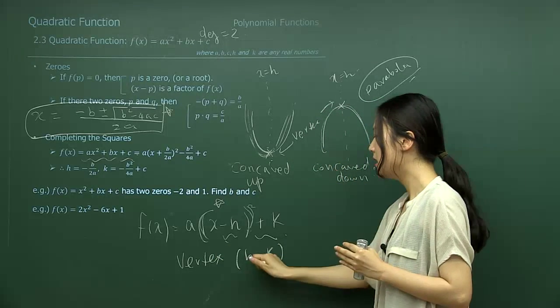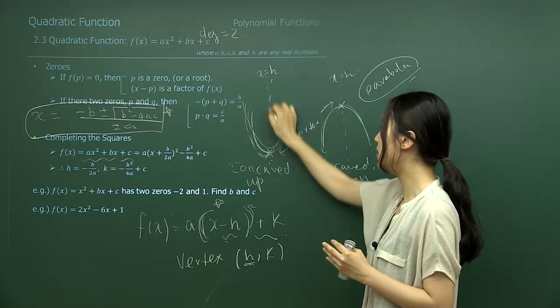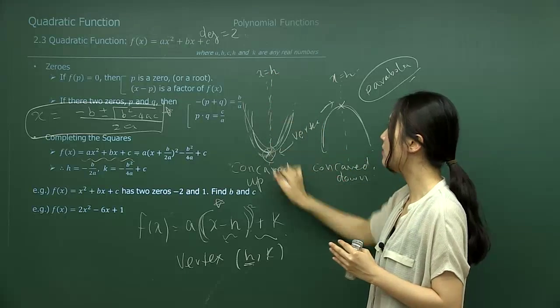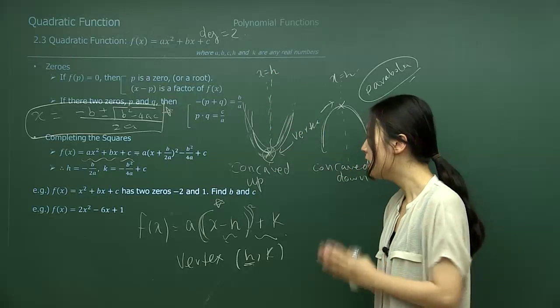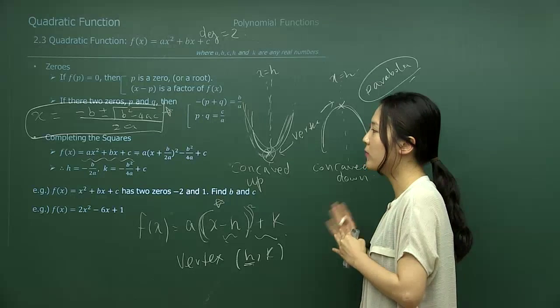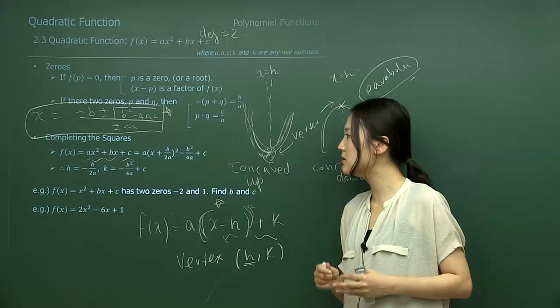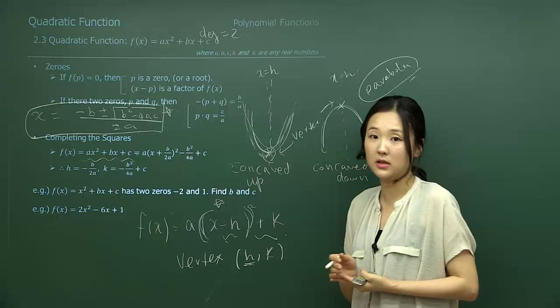And since this is the vertex, right? The x-coordinate of the vertex is where your line of symmetry is. So just remember, this is just another form of writing a quadratic function equation. And the reason for doing this is simply to understand what the vertex is.